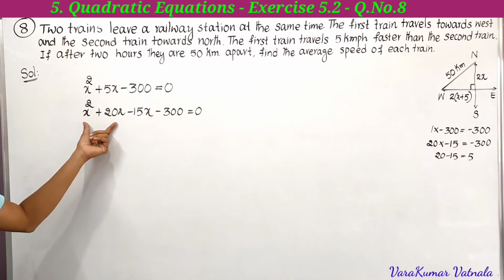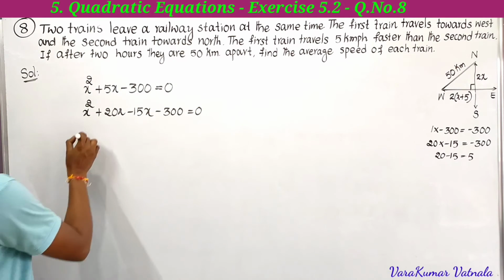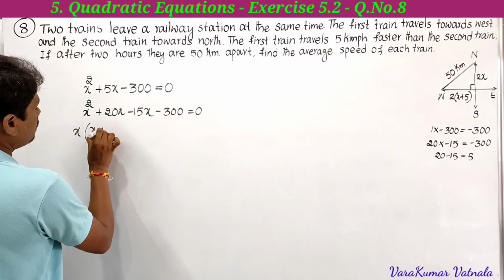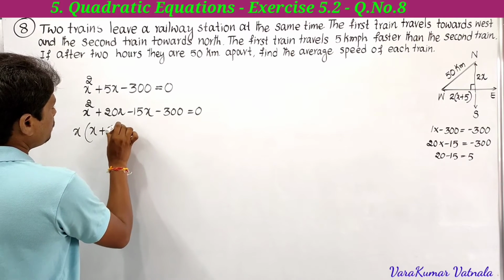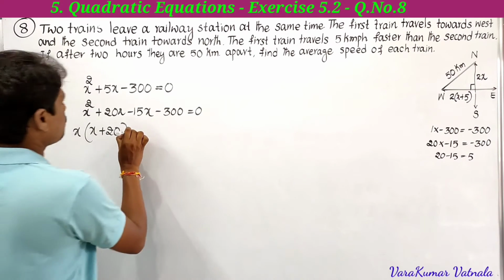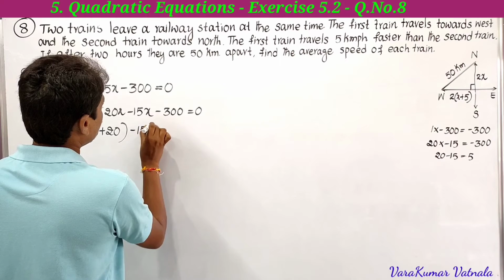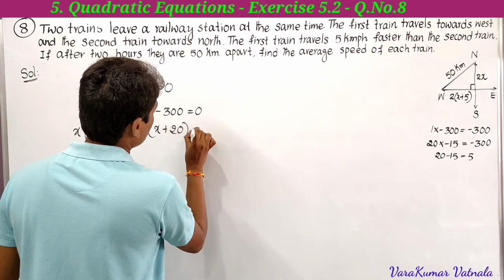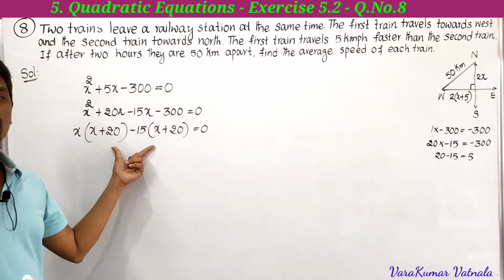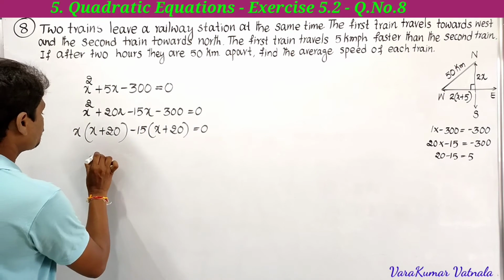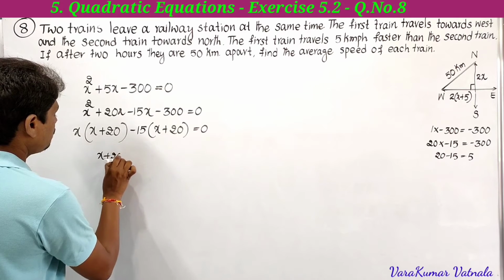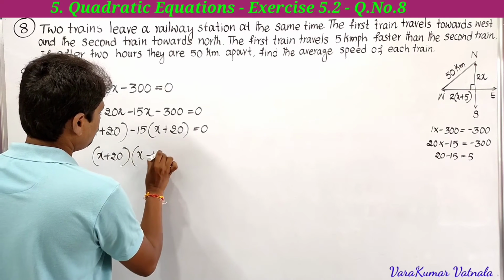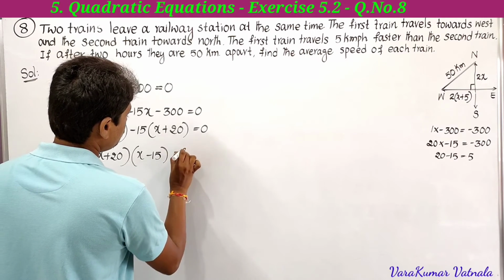In these two terms x is common. If you take x as common, here x plus 20 will be. In these two terms minus 15 is common. If you take minus 15 as common, here we get x plus 20 again, equal to 0. So totally x plus 20 is common here. So x plus 20 into x minus 15 is equal to 0.